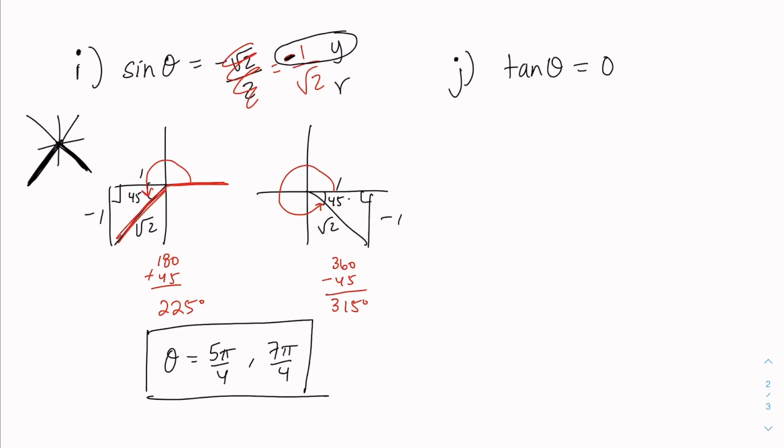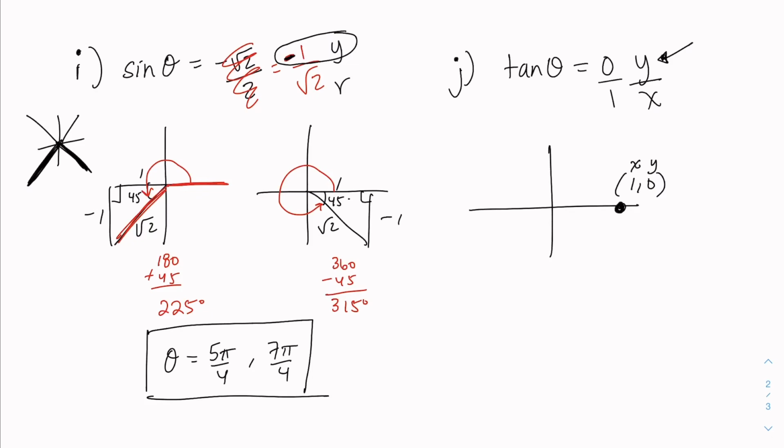Let's move on to J. Tangent theta equals 0, so tangent is y over x. Let's put this guy over 1. Now, notice that there is no triangle where we have a y or one of our sides being 0. So this has to be an axis angle. And we want to go where y is equal to 0 and x is +1. The only place that occurs is right over here. X is +1 because we're to the right, and y is 0, meaning we're on the axis.